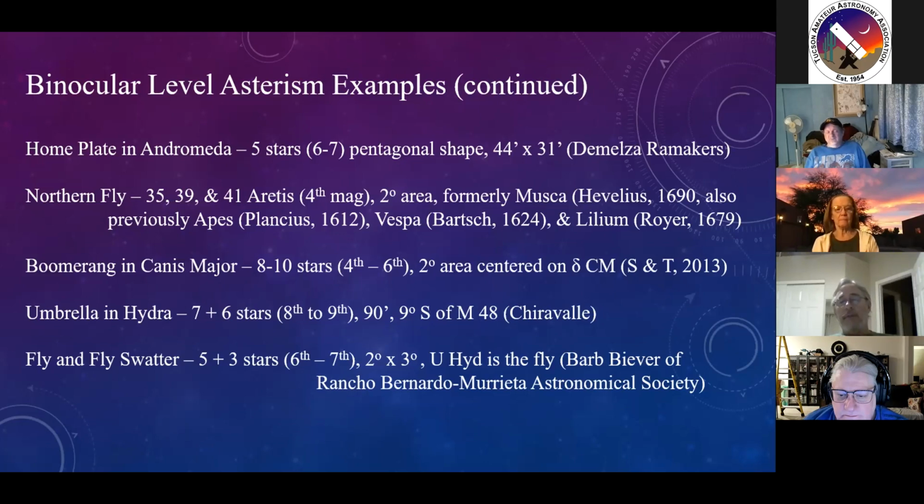and this isn't Upsilon, this is U Hydra, which is about mid Hydra. I think it's about the middle of the constellation, and a little bit south is pretty much the fly. So that's where the swatter is hanging over here. But this was submitted by another observer, amateur astronomer Barb Beaver of the Rancho Bernardo, Murrieta Astronomical Society.